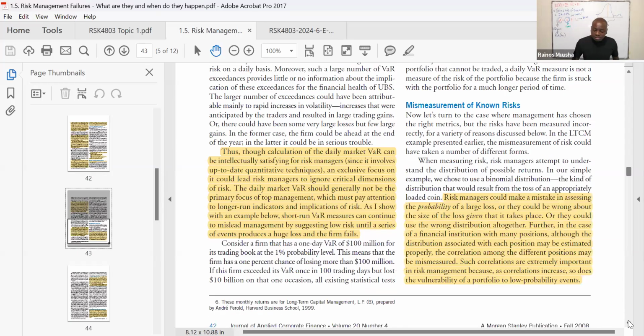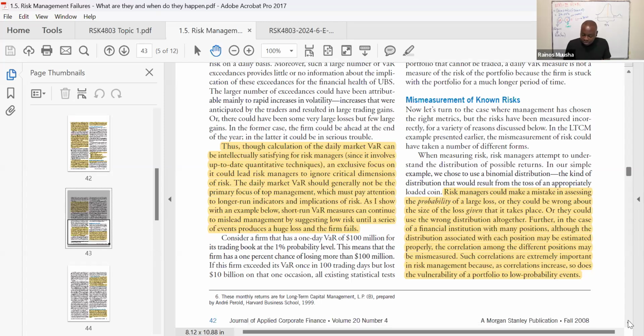The second one is mismeasurement of known risks. And here they say risk managers could make a mistake in assessing the probability of a large loss, or they could be wrong about the size of the loss given that it takes place. Or they could use the wrong distribution altogether. Further, in the case of a financial institution with many positions, although the distribution associated with each position may be estimated properly, the correlation among the different positions may be mismeasured.